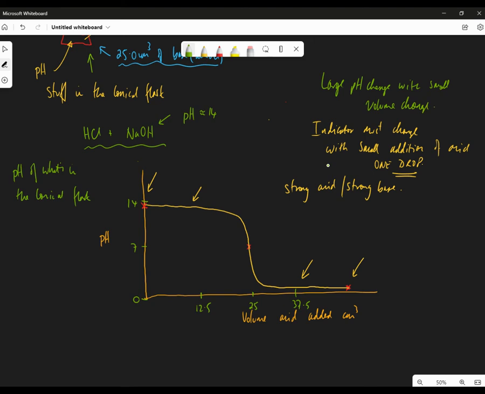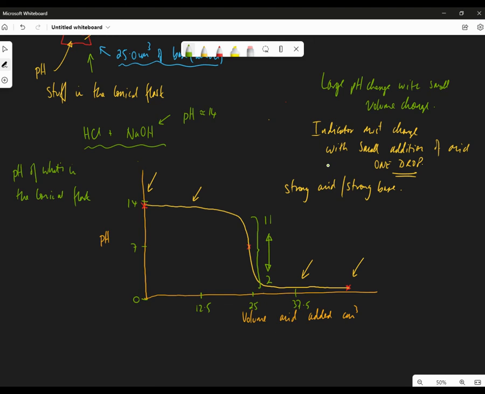Now, where did we get that? Well, we get it here, don't we, in the vertical bit of the graph. So an indicator that works in this region. So I'm going to call this, let's call this 2 to 11. Sorry, an indicator that works in the region 11 to 2. Most of them work in there, so believe it or not, for a strong acid, strong base titration, you can use pretty well most indicators because they work somewhere in there.